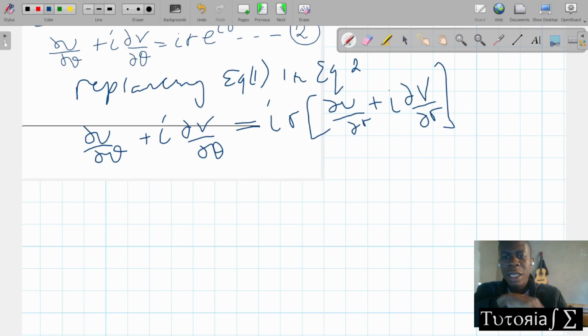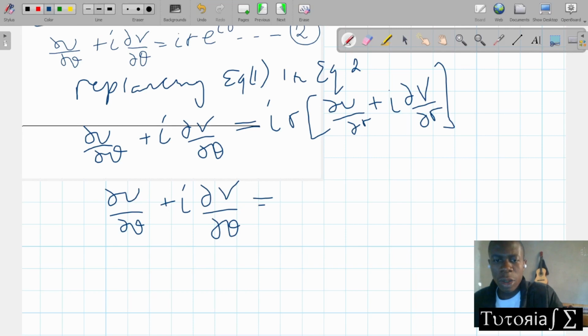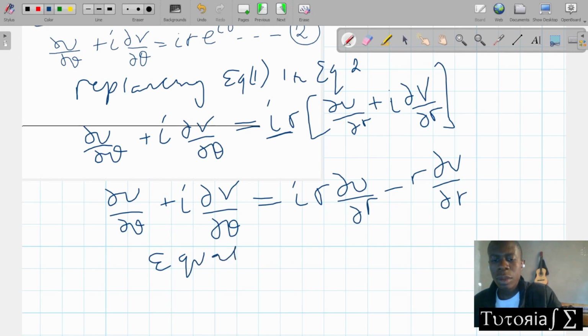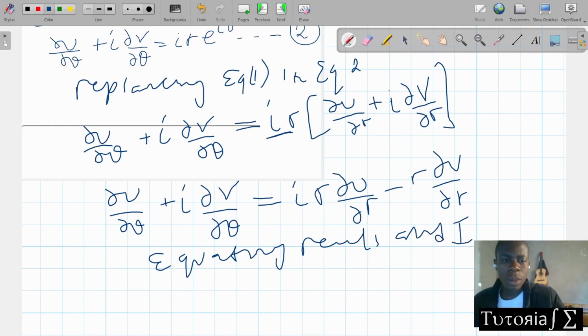So let's just simplify this side. So we write this is the u d theta plus I dv d theta equal to, we multiply this times that, we're going to have I r du dr, and this I times I, it will be negative r, okay, dv dr. Then from here we just equate the real parts, the reals and the imaginaries. Equating the real part and the imaginary. So this is the real part. It is the same as this real part.